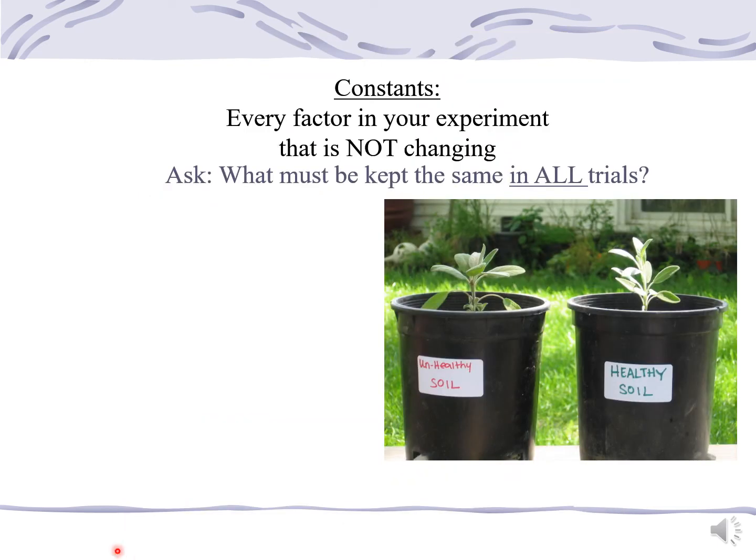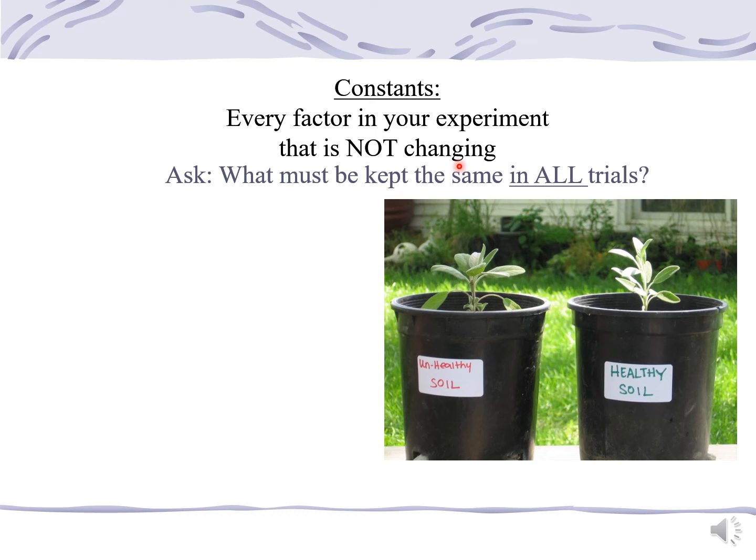All right, so let's talk about constants. Constants are not control groups. These are different. These are things that you expect in each of your trials to remain the same. So every factor in your experiment that you're not messing with at all, that you're not measuring, is what must always be kept the same.